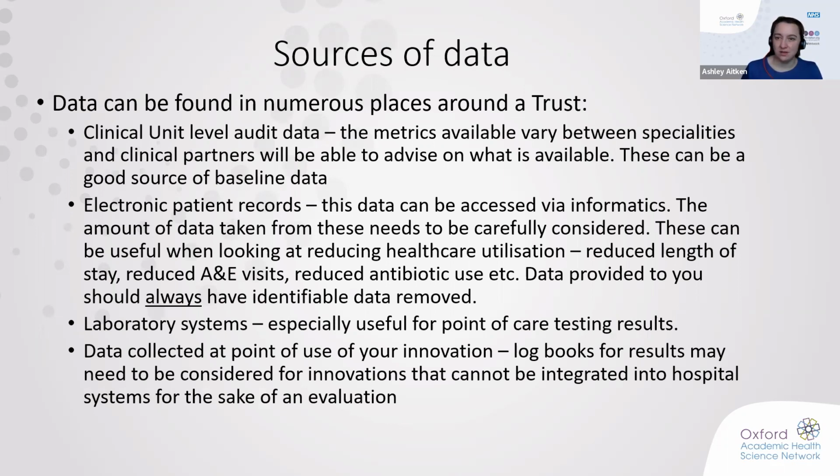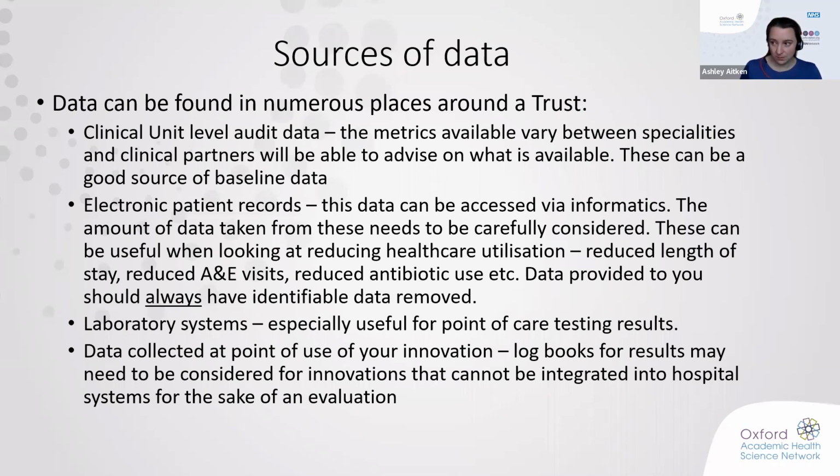So, potential sources of your baseline and evaluation data. There are numerous places you can get data from within a trust. There's clinical audit, like clinical unit level audit data, so things that they're just naturally collecting to report back to NHS England on. The amount of information varies quite widely from speciality to speciality, so it's always worth looking at that first if possible, just to see what the clinicians are already measuring as they're going along, and what you can use out of that. It's quite often a good source of baseline data, even if you have to top it up with other things, but it's a good starting point.